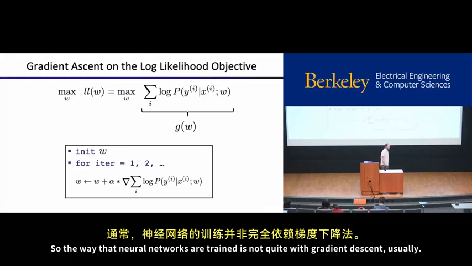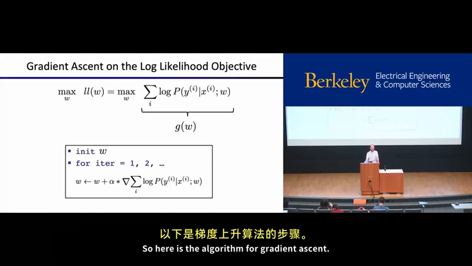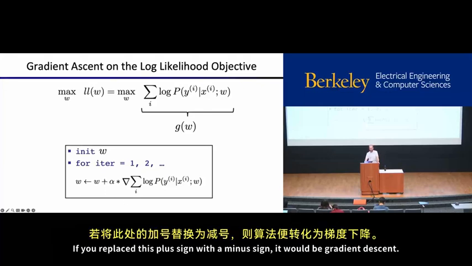The way that neural networks are trained is not quite with gradient descent usually, or with gradient descent. They're usually trained with a slight variant. So here is the algorithm for gradient ascent. If you replace this plus sign with a minus sign, it would be gradient descent.